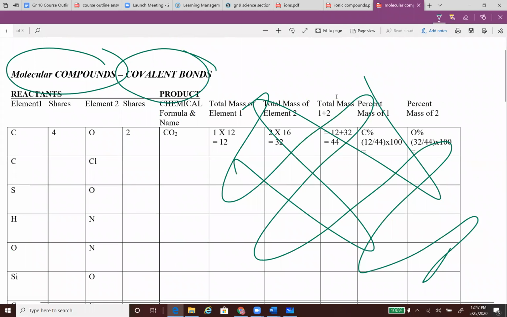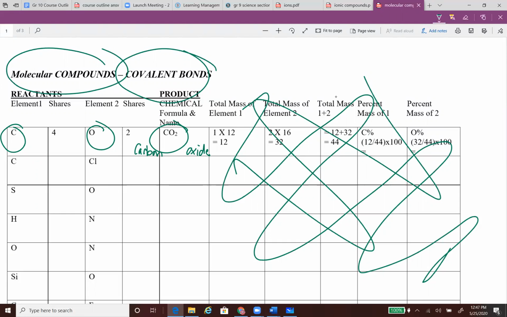If it's molecular, there is a similarity. The first element's name stays the same. The second element's name changes to an IDE ending. So for instance, C and O would be called carbon dioxide. You'll notice the carbon stays the same, and the oxide changes. So it's not called carbon oxygen.